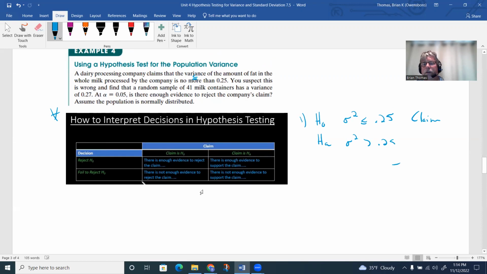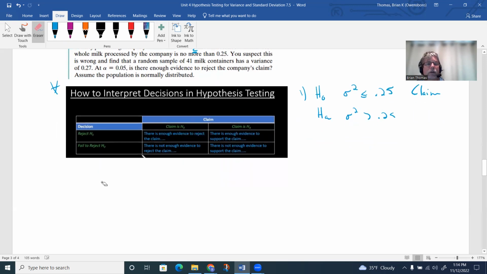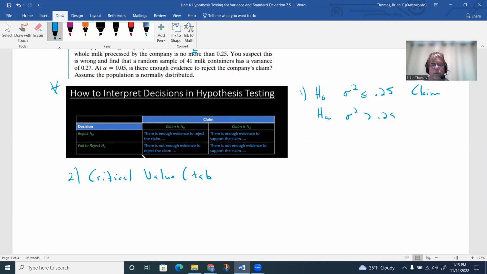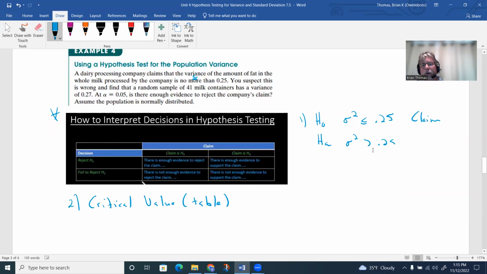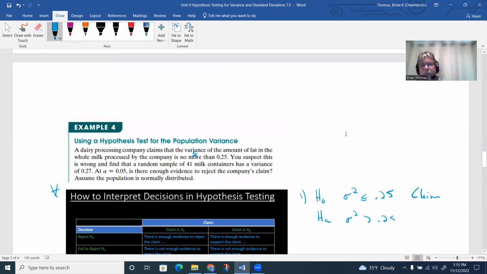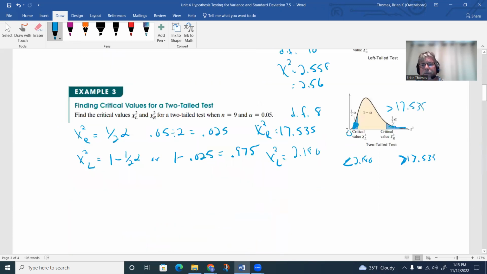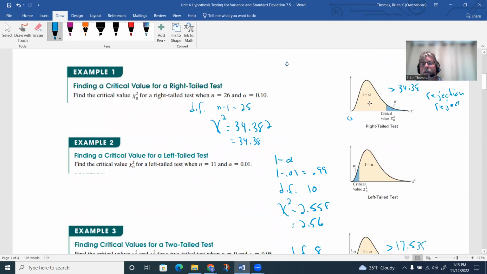So the next thing we need to do is get our critical value. The critical value is from the table. To use the table, we have to pick up on whether this is left-tailed, right-tailed, or two-tailed. That comes from the alternative hypothesis. Notice how it's greater than. Greater than means we're talking about a right-tailed curve. So we're looking at this guy right here.